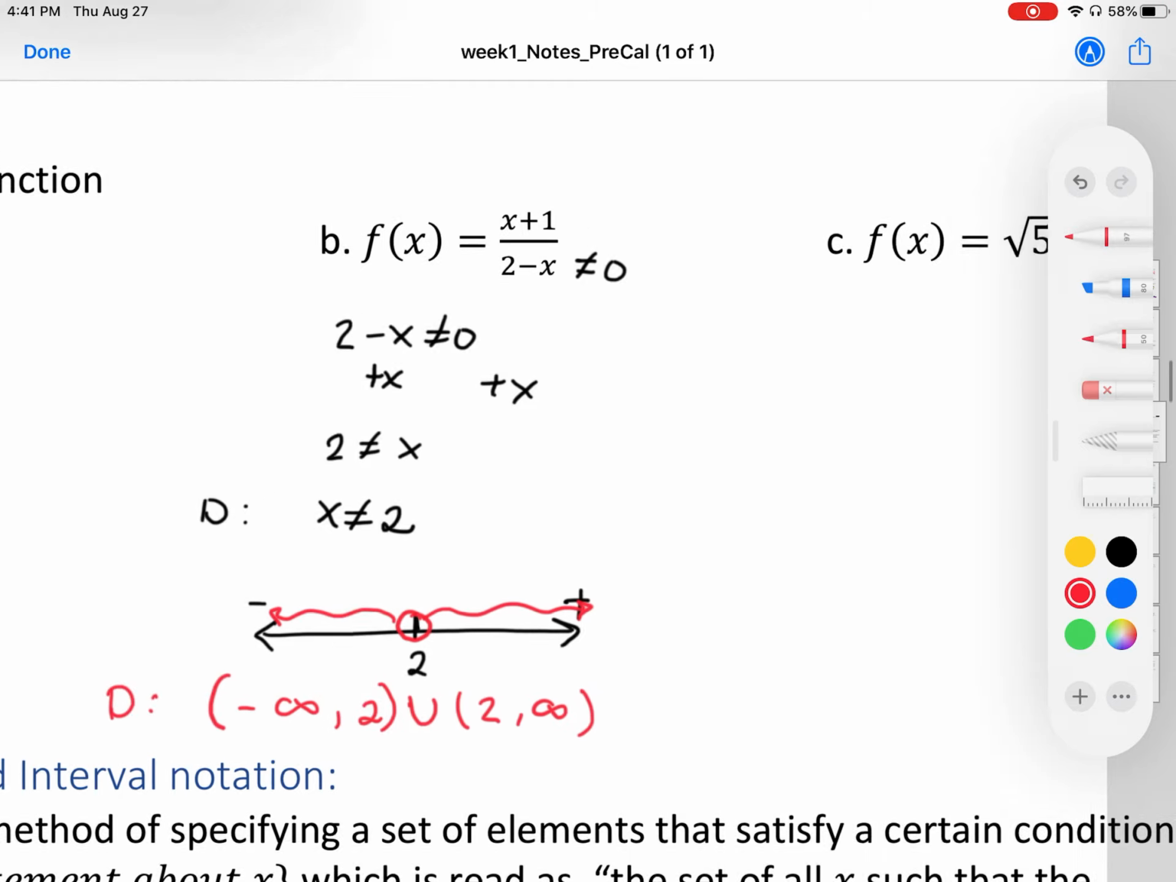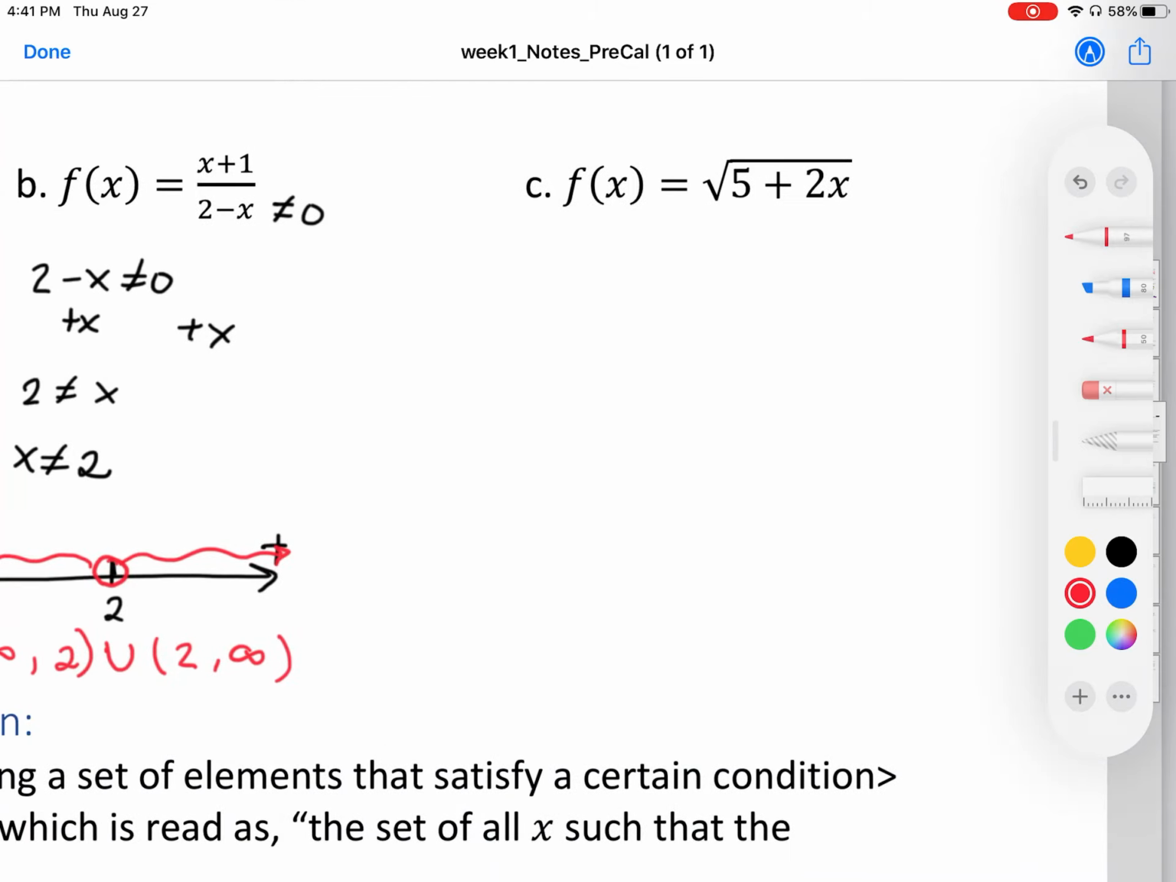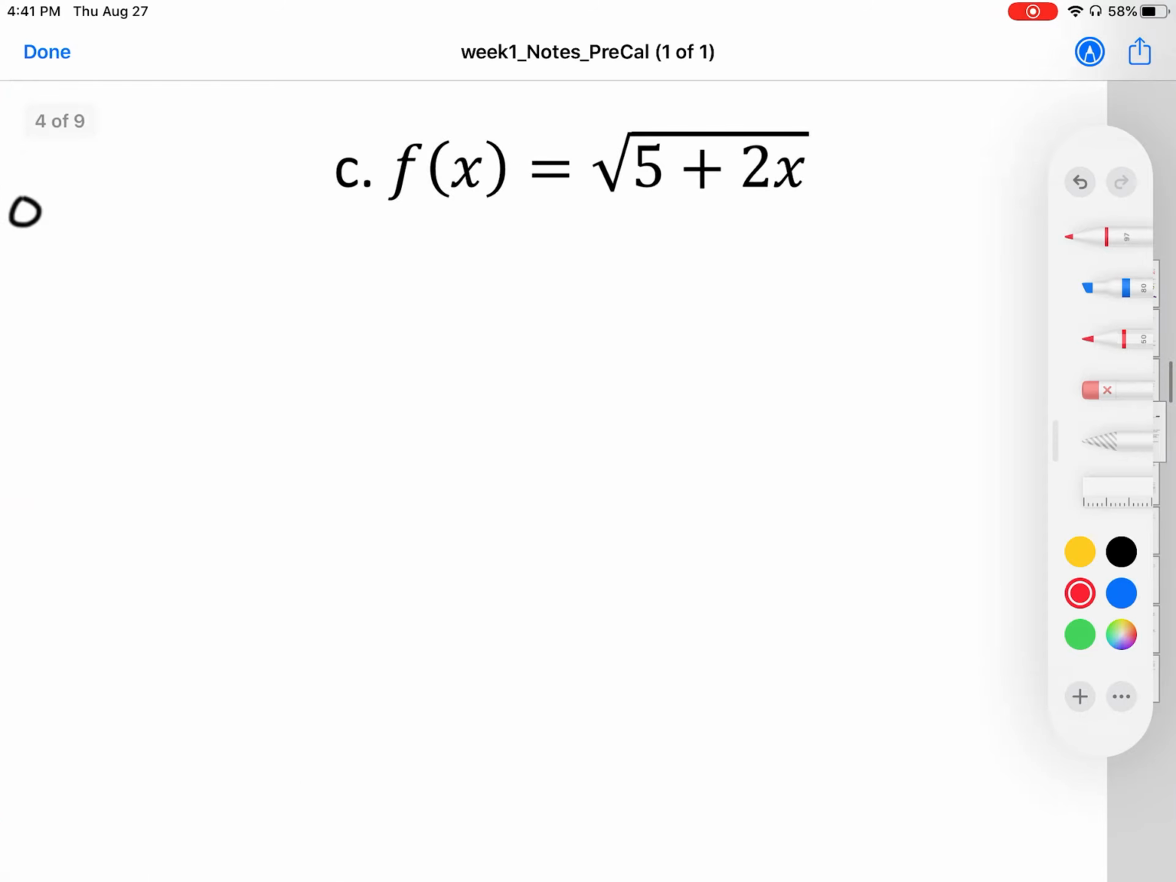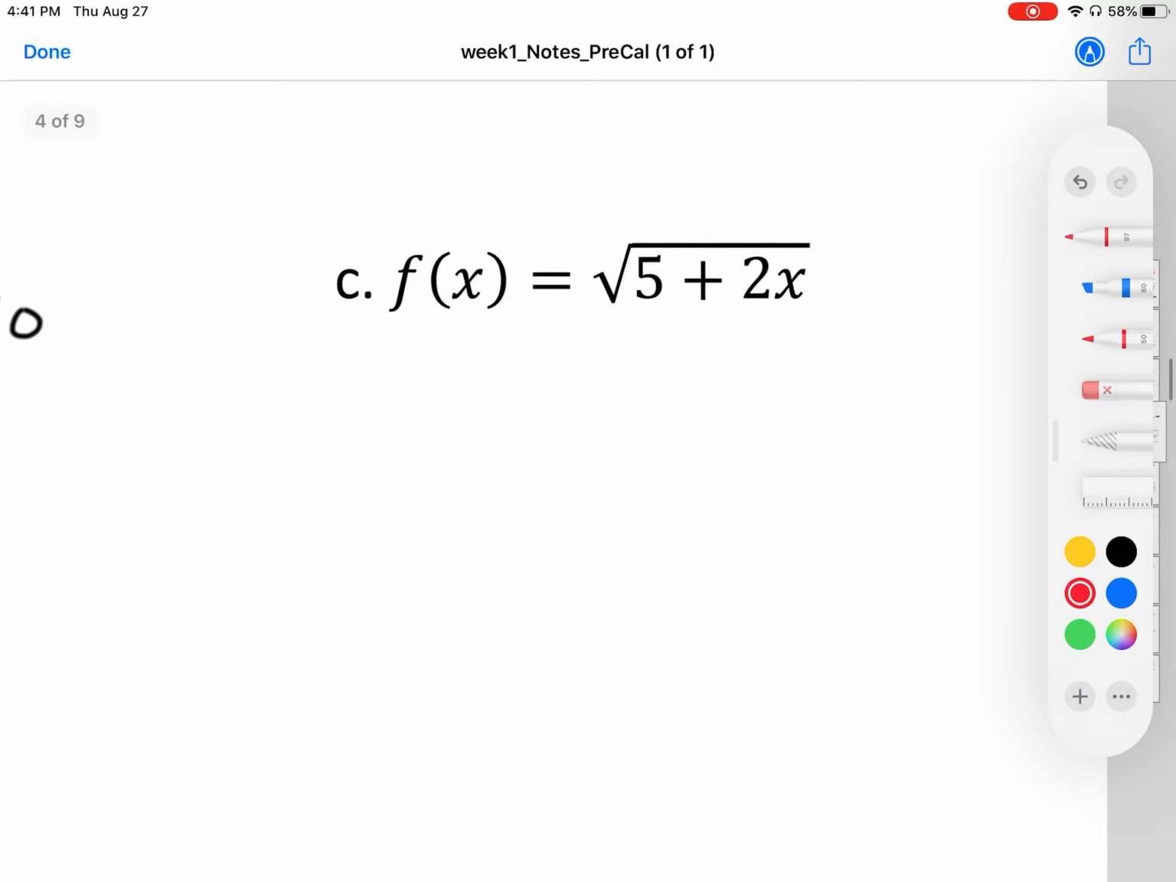Let's take a look at C. All right, here I have to consider what can x be, what can give us a problem. So we have a radical. I know I can take the square root of 0.